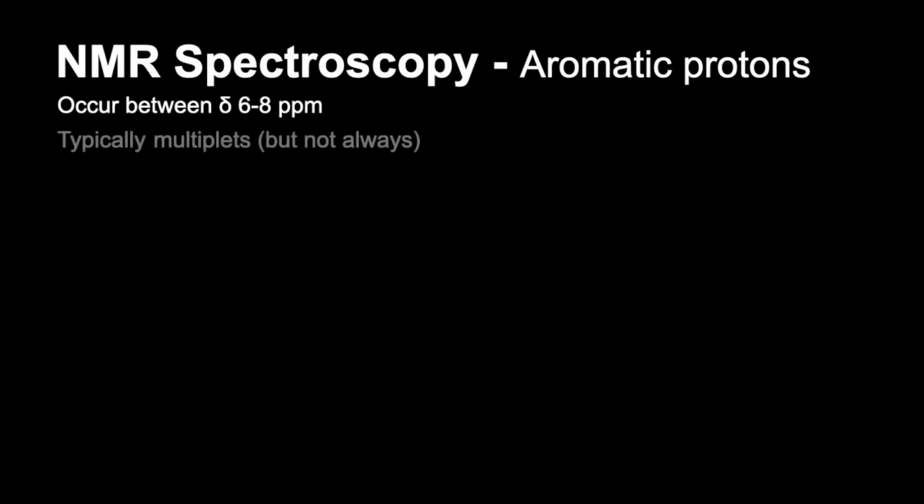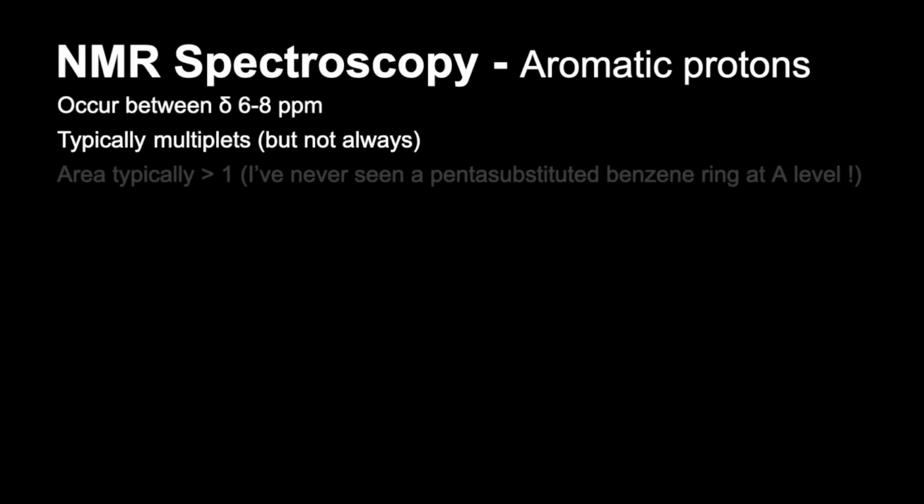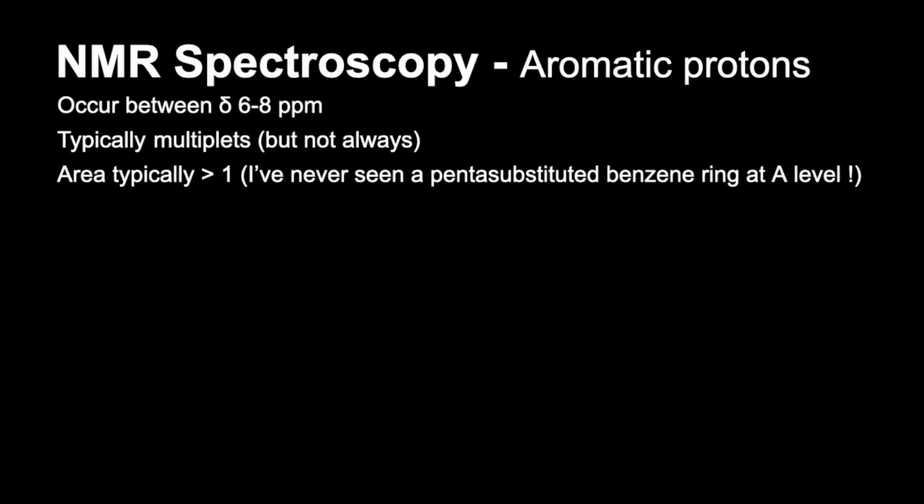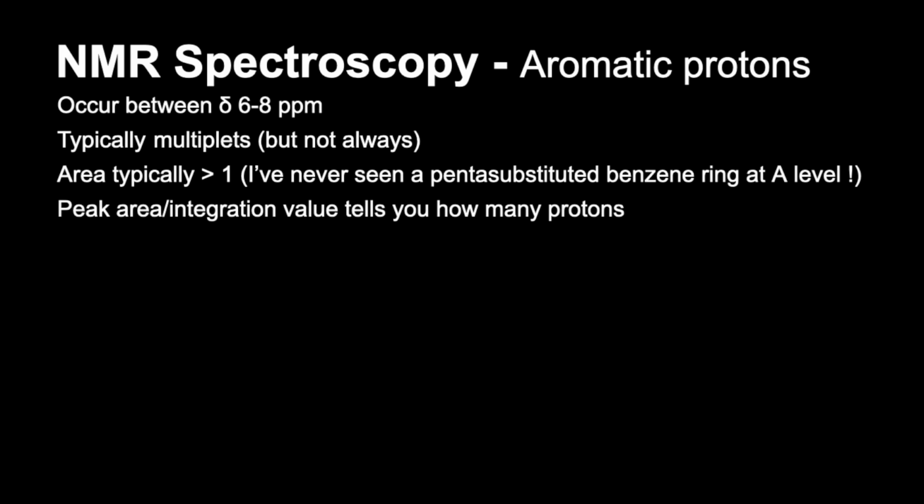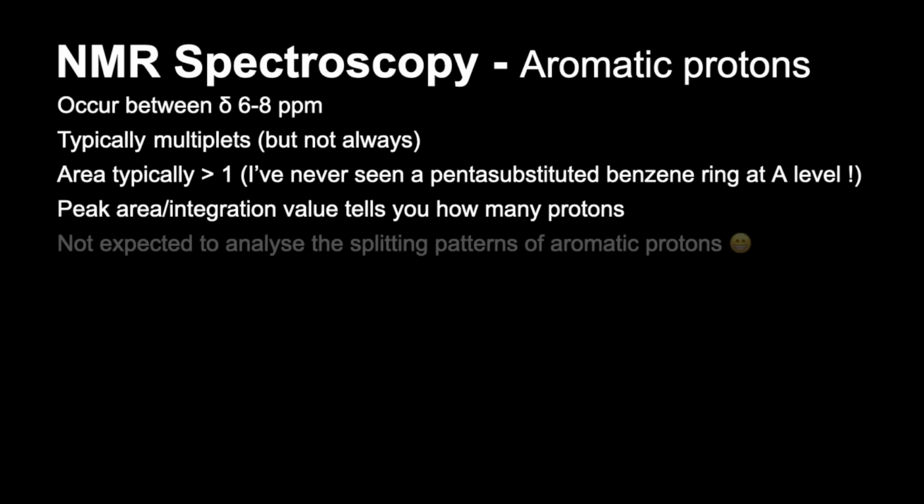Last slide, aromatic protons, very quick. So these always occur between 6 and 8 ppm. They are typically multiplets, not always, but typically are multiplets, so they'll be split. The area is typically greater than 1. I've never seen a pentasubstituted benzene ring tested at A level, so the area will typically be greater than 1. Remember, the peak area integration value tells you how many protons are in the environment, so in other words, how many protons are bonded to the benzene ring, and you're not expected to analyze the splitting patterns of aromatic protons. So don't worry about trying to explain the splitting pattern.